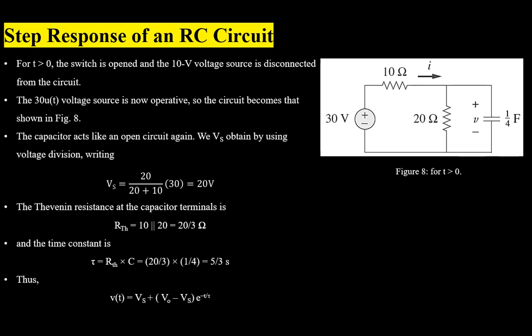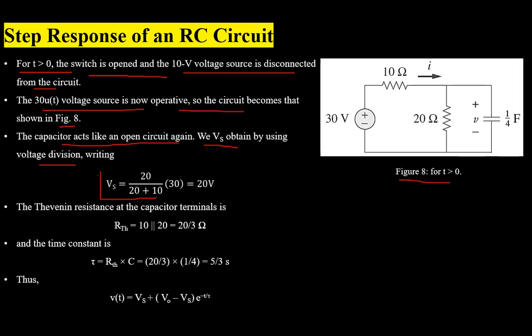Now for time t greater than 0, the switch will be open and the 10 volt independent voltage source will be disconnected from the circuit, and the 30 volt step voltage source will be operative, and the resultant circuit is shown in the figure 8. Here again, after charging, the capacitor will act as an open circuit due to DC source. Now to find voltage across capacitor, the 20 ohm resistor and 0.25 farad capacitor both are in parallel, so using the voltage division rule, the voltage across capacitor will be equal to 20 volts.